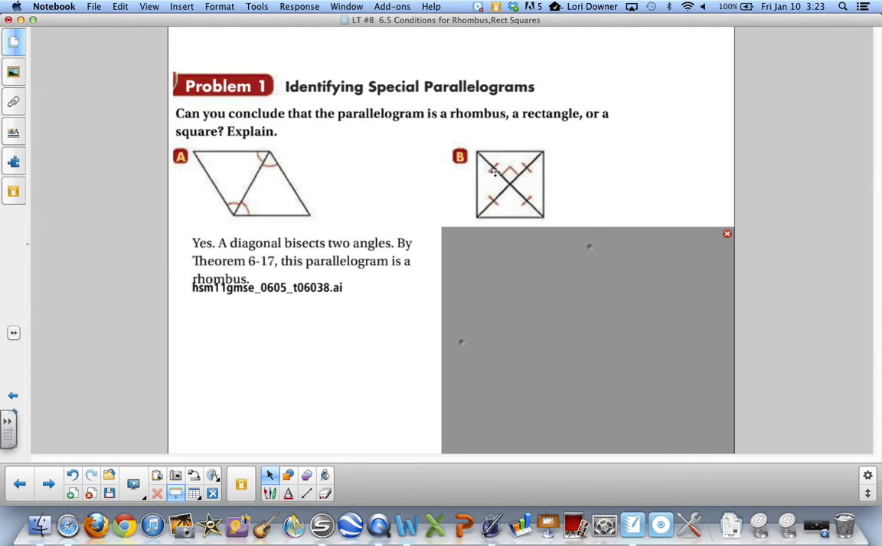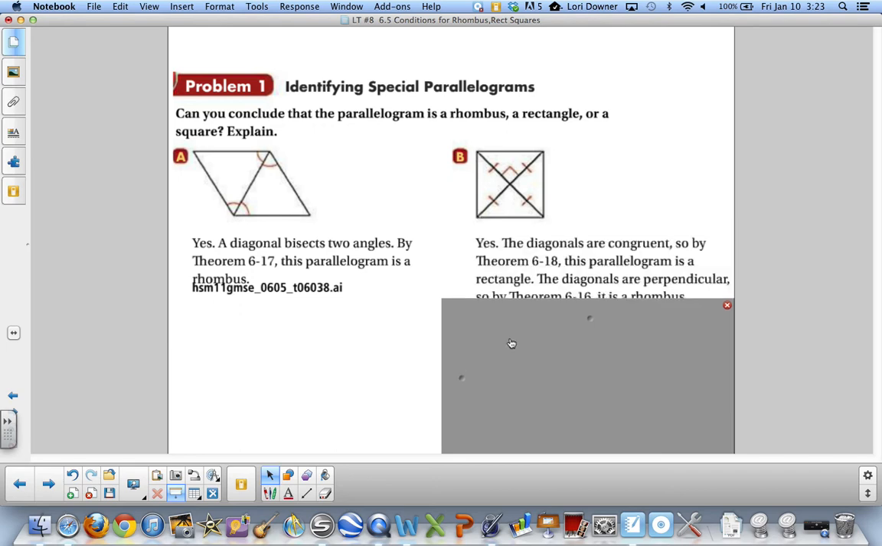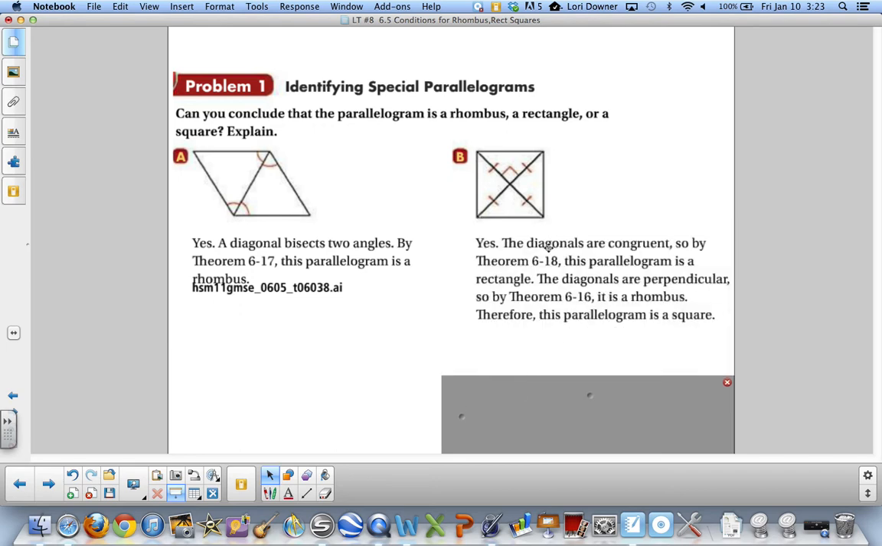Let's look at B. I have this diagonal bisecting this diagonal. I also have that this diagonal is at 90 degrees with this diagonal. So we can say that the diagonals are congruent. By theorem 6-18, the parallelogram must be a rectangle since our diagonals are congruent. Because the diagonals are perpendicular, then we know it's a rhombus. And the only figure that we know is both a rhombus and a rectangle is a square. So we would call B a square.